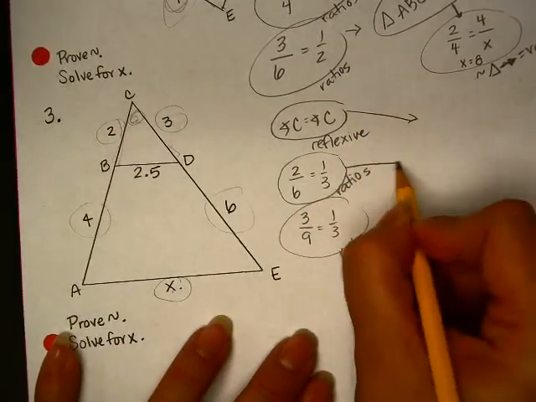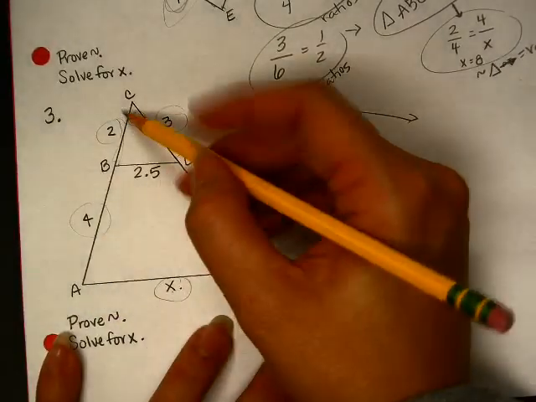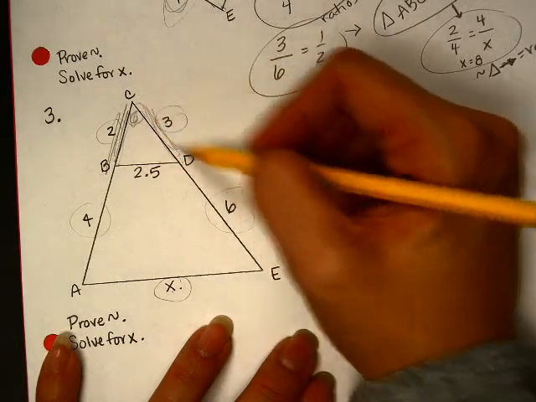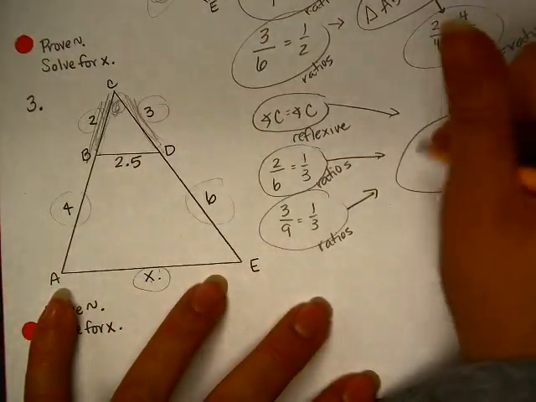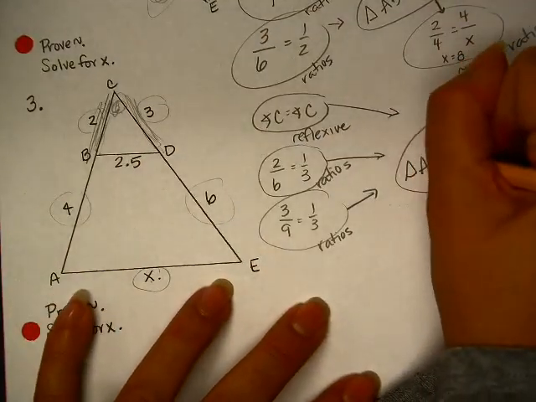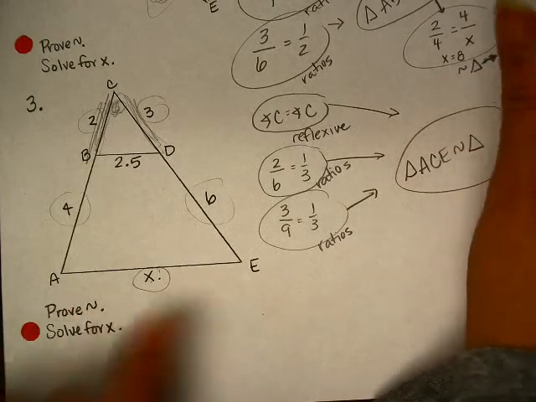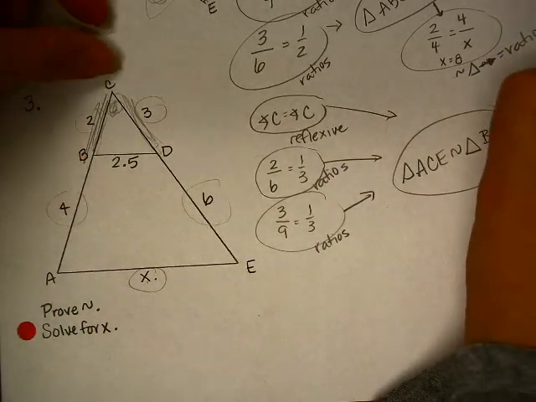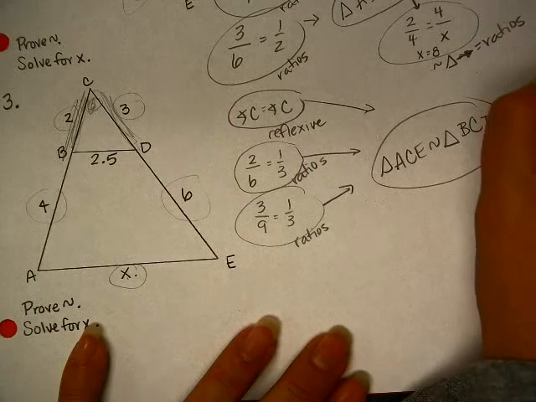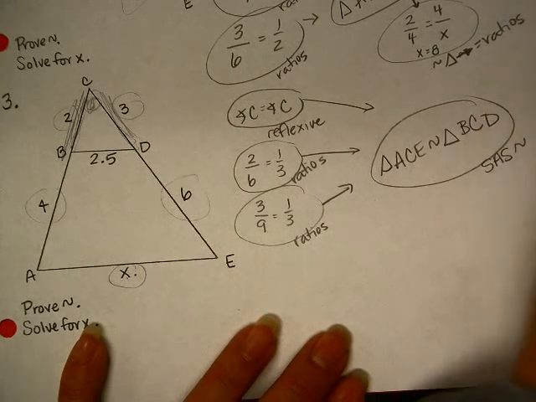And that is SAS. I have one side, this side here, this angle here, and this side here. So in that particular order, I have triangle ACE is similar to triangle BCD, again for SAS similarity.